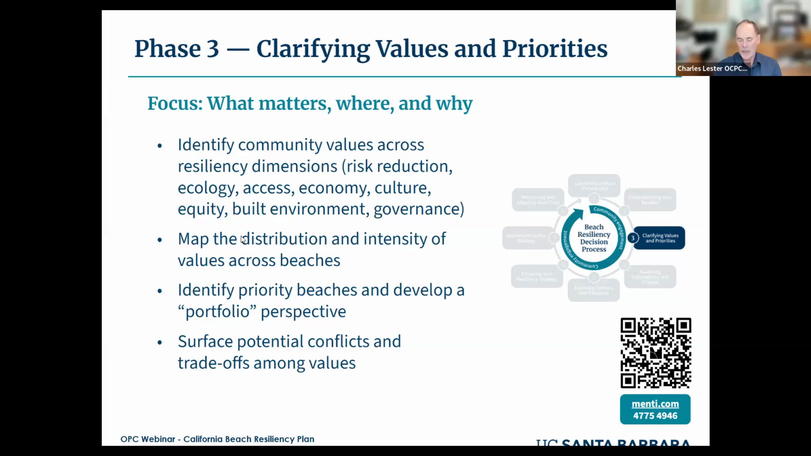So for example, with ecology, are there beaches within your place or your jurisdiction that have a particular ecological value that's really important to make sure that we protect? Or is there a location that's a hot tourist location bringing lots of economic value and user conflicts to your community? So beginning to understand the values of that mapped beach system, and then also beginning to surface what you really care about if you think about this as a portfolio.